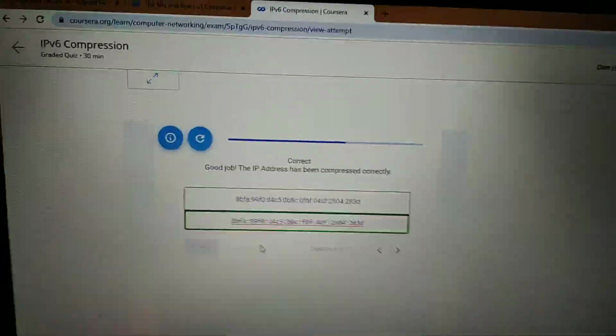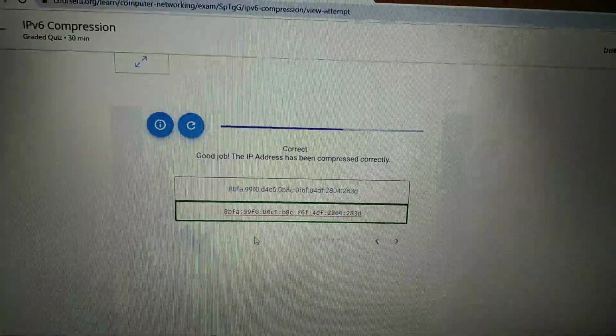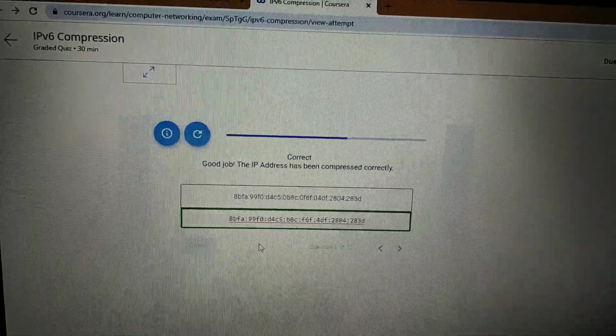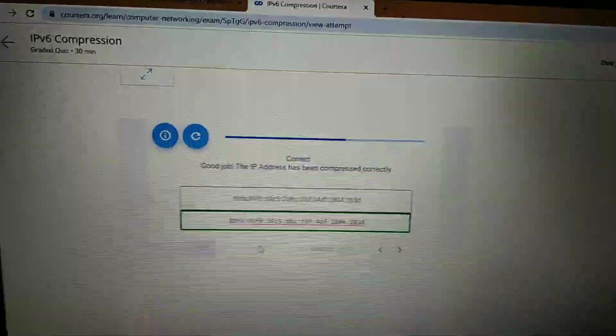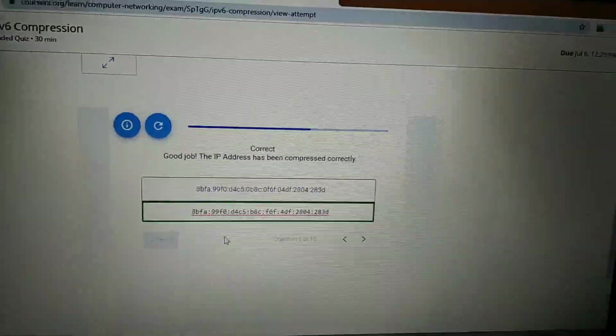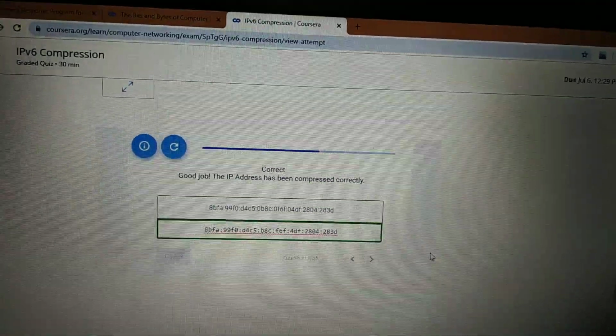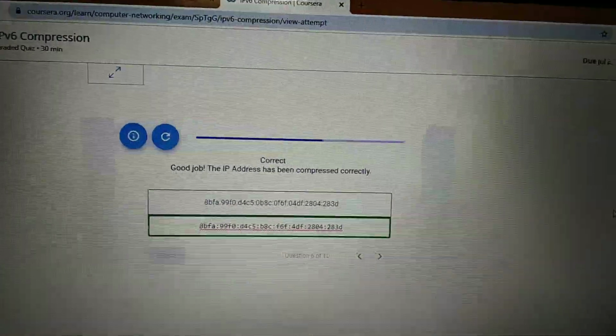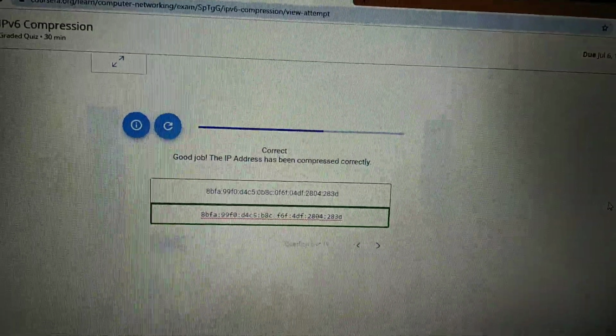When we find 4 zeros in the given address, we must eliminate it with colon. That's it for this. That's it, and we can do all the given IP addresses in the same way.